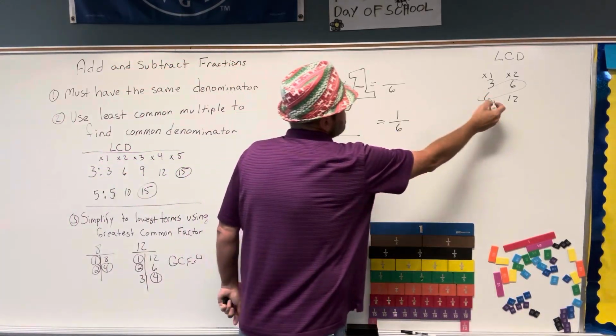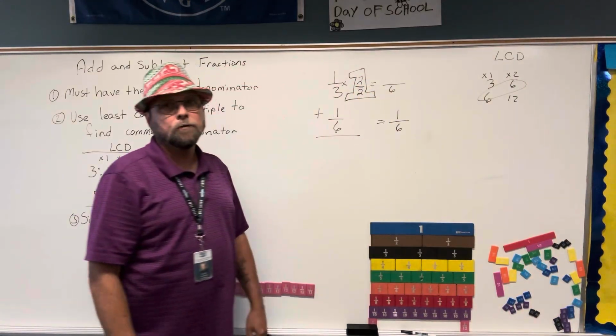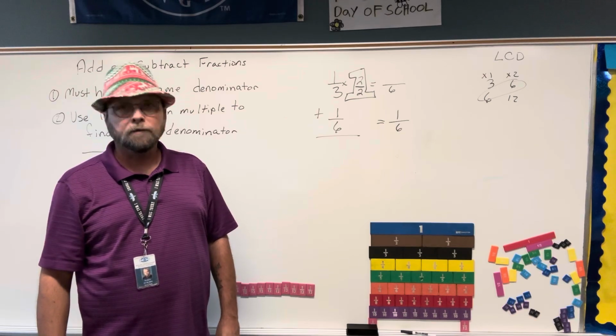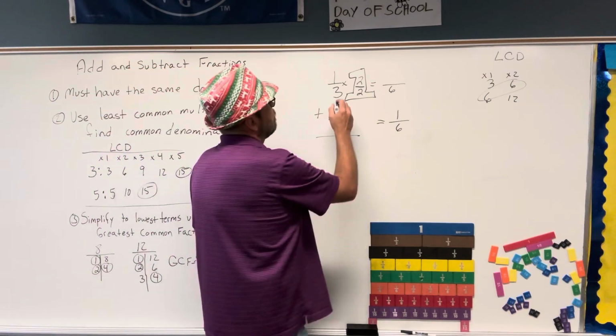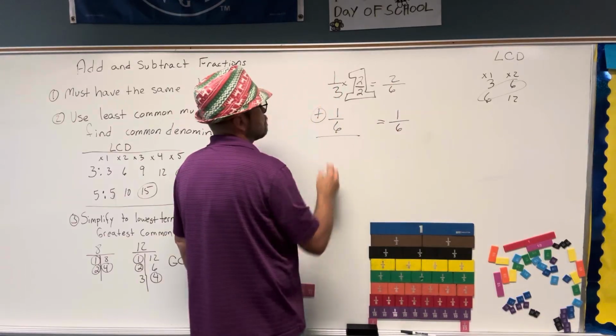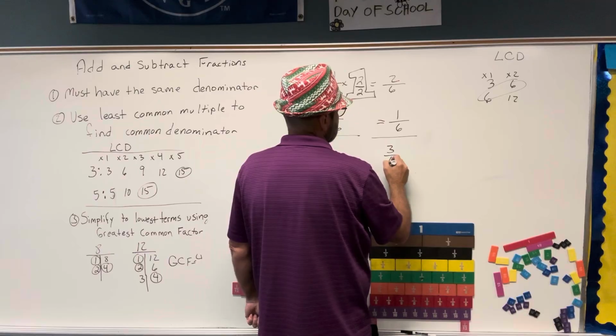3 times 2 is 6. So I have to do 2/2 because 2/2 is a fraction that equals 1 because the numerator and denominator are the same. 3 times 2 is 6. 1 times 2 is 2. This is an addition problem. 2/6 plus 1/6 is 3/6.